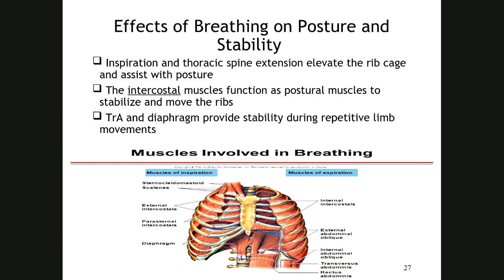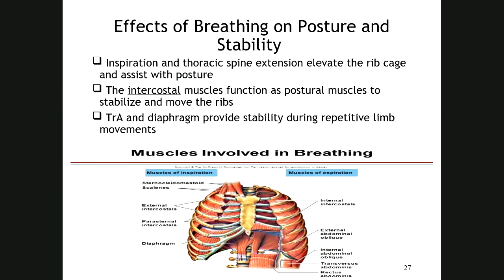A little bit more about the effects of breathing on posture and stability. Inspiration and thoracic spine extension are going to elevate your rib cage and assist with posture. So it's also very important to teach breathing exercises to the patients to promote optimal posture. The intercostal muscles also function as postural muscles to stabilize and to move those ribs. The internal intercostals and the external intercostals also assist with stabilization.